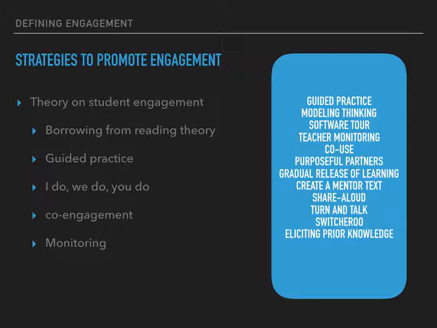Co-engagement is also a great way to promote engagement with students because it's getting to that social aspect that we know works for students. We know through research that learning is deepened when students are doing it and connecting with others together. So that joint media engagement, that socially interactive learning, we know from research is extremely effective.